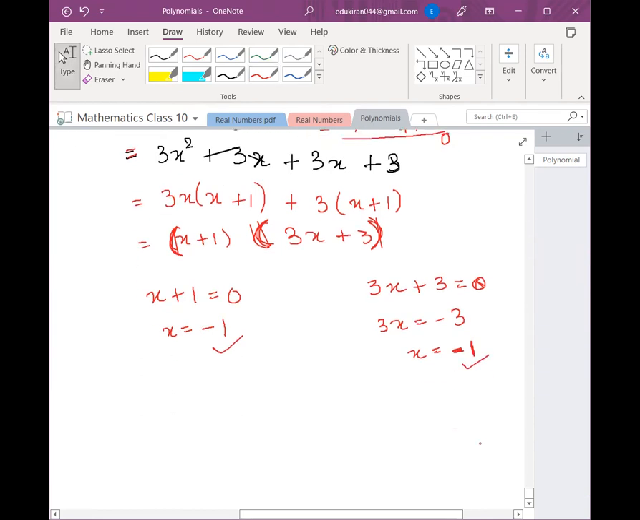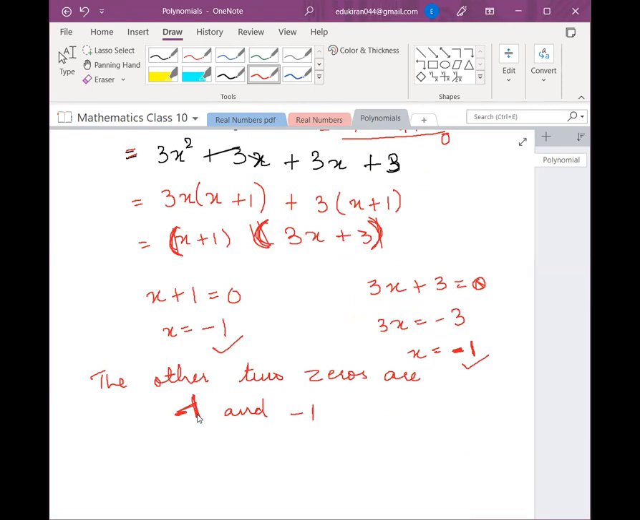So how will I write? The other two zeros are minus 1 and minus 1. So 2 times you are getting minus 1 and minus 1. Clear? Ma'am, can we say x squared minus 5 by 3 is also 0?